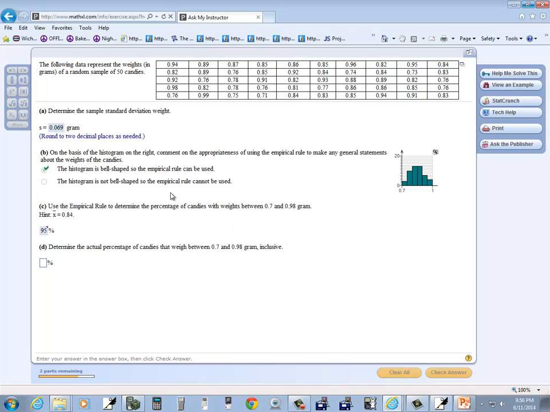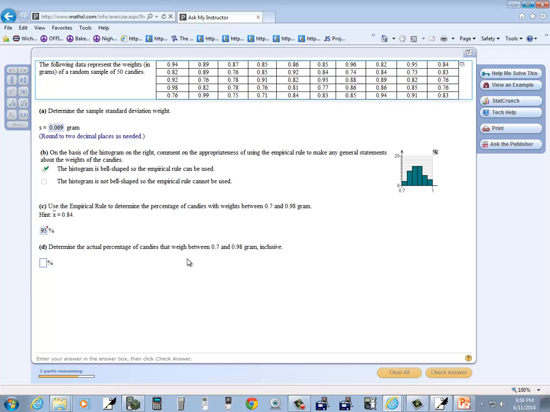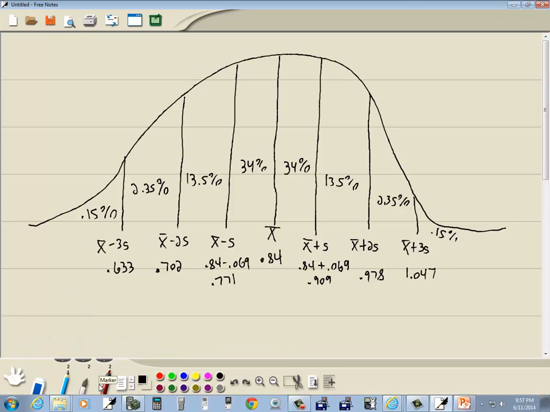Now it says use the empirical rule to determine the percentage of candies with weights between 0.7 and 0.98. Round to 2 decimal places. You put 3 decimal places and it took it. Okay, so I should have used 0.07. Let's try this again.